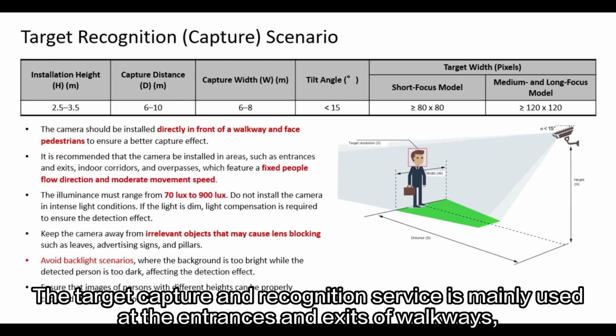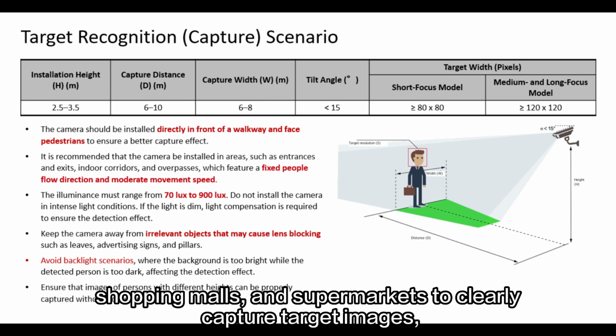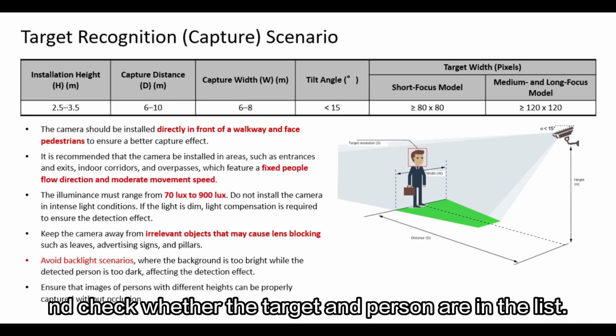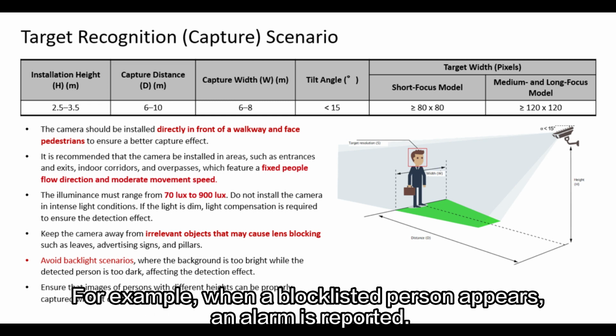The target capture and recognition service is mainly used at the entrances and exits of walkways, shopping malls, and supermarkets to clearly capture target images, extract target and personal features, match these features with those in the target list, and check whether the target and person are in the list. For example, when a blacklisted person appears, an alarm is reported.